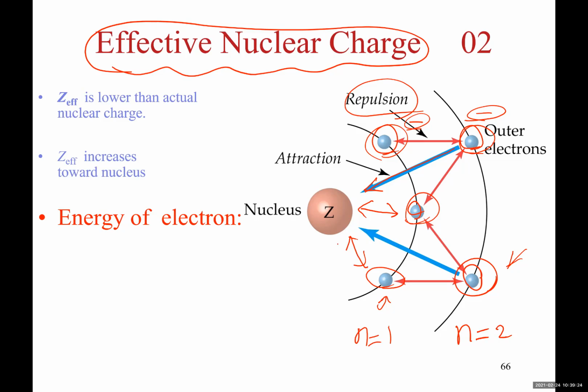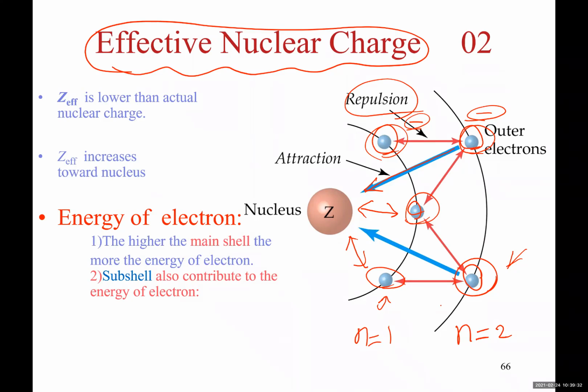So one factor which contributes to the energy of electrons is the main shell. Or do they belong to the first shell, second shell, or third shell? Electrons on the third shell have more energy than electrons on the second shell, which have more energy than electrons on the first shell. That's one factor.